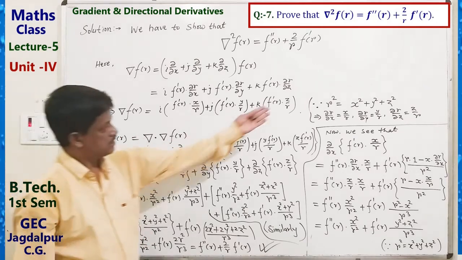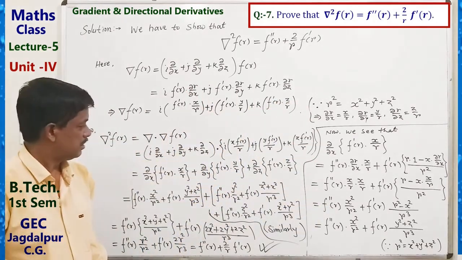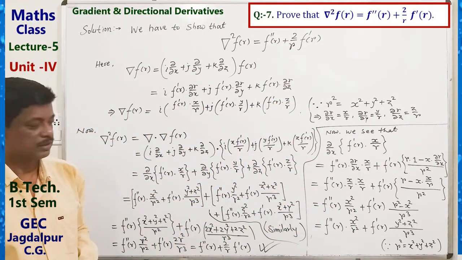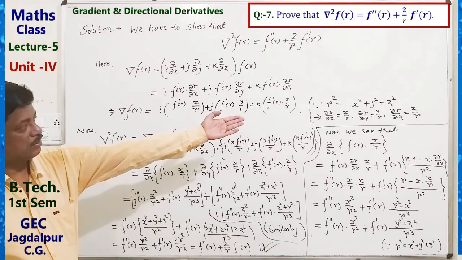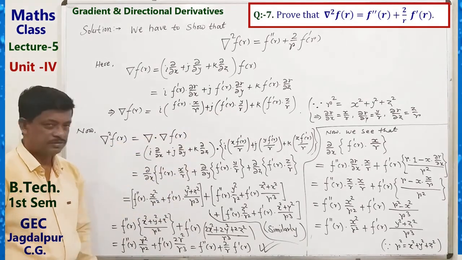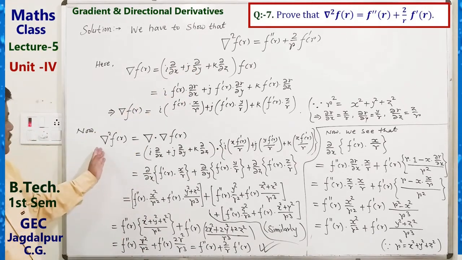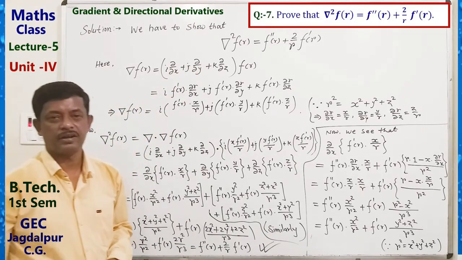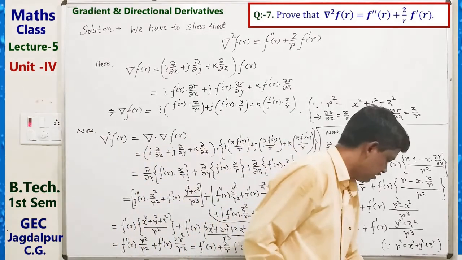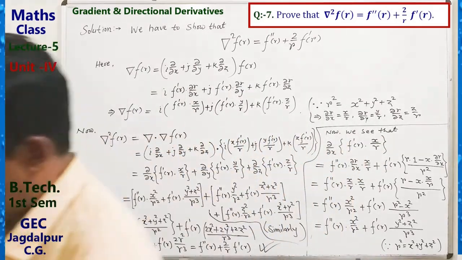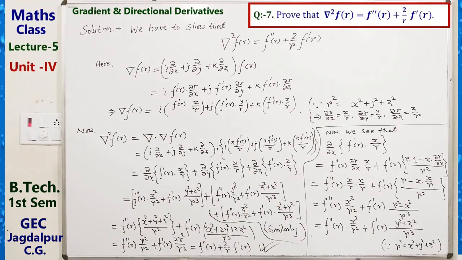So you can use this relation and these properties, like del r by del x, del r by del y, del r by del z, for proving this type of relation. So del square means del dot del f r. Clear? So remember this formula. This is how we solve del square.